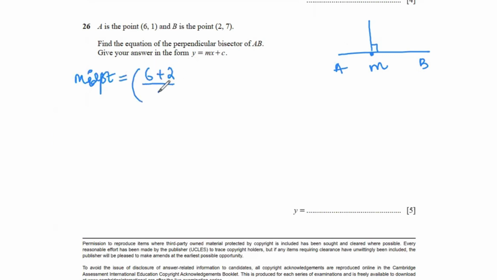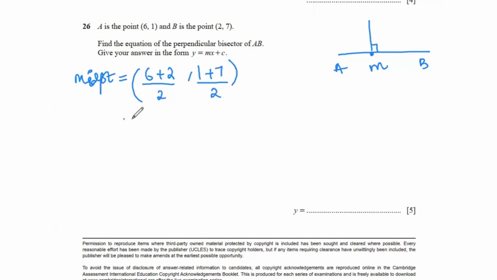Next question says that A is (6, 1), B is (2, 7). Find the equation of the perpendicular bisector, giving your answer in the form y equals mx plus c. So for the perpendicular bisector, if this is A and this is B and this is the perpendicular bisector, we need the midpoint first. Because bisector means that it's bisecting the line into 2 equal parts. And it can only bisect if it's passing through the midpoint. So for midpoint, we will do (6 plus 2) over 2, comma (1 plus 7) over 2.